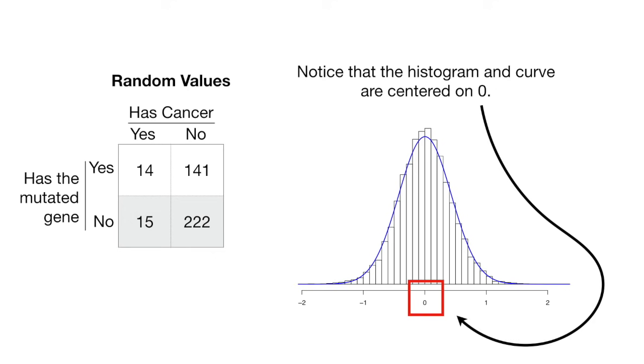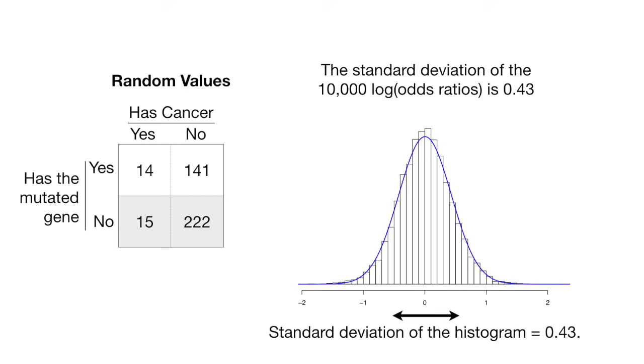Notice that the histogram and curve are centered on 0. When there is no difference in the odds, the log of the odds ratio equals 0. The standard deviation of the 10,000 log of the odds ratios is 0.43.